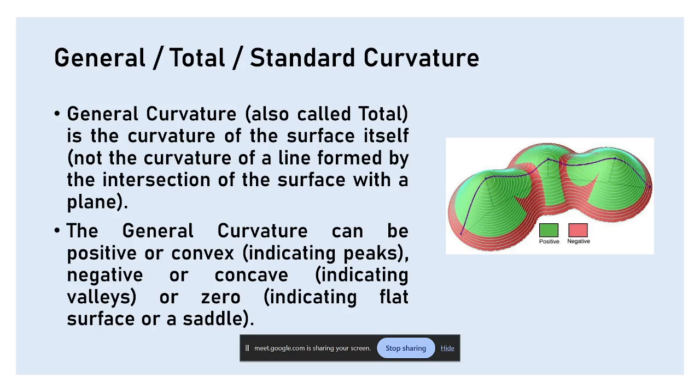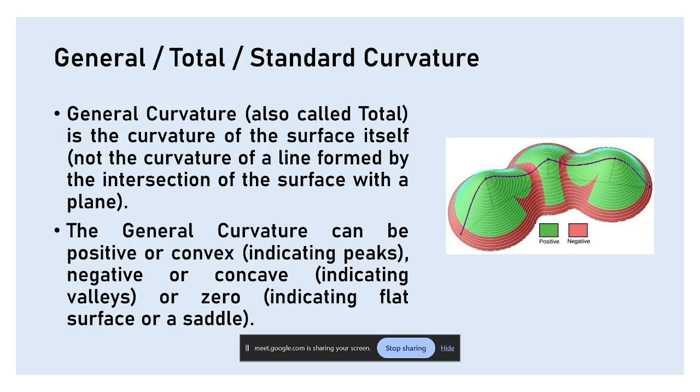The general curvature can be positive or convex, indicating peaks, or negative or concave, indicating valleys, or zero, indicating a flat surface or a saddle. So that is quite straightforward. However that surface is, exactly that is what this general, total or standard curvature represents. Unlike the plan form one, where you had the intersection of the surface with the plane, that's not the case here, it's more direct.